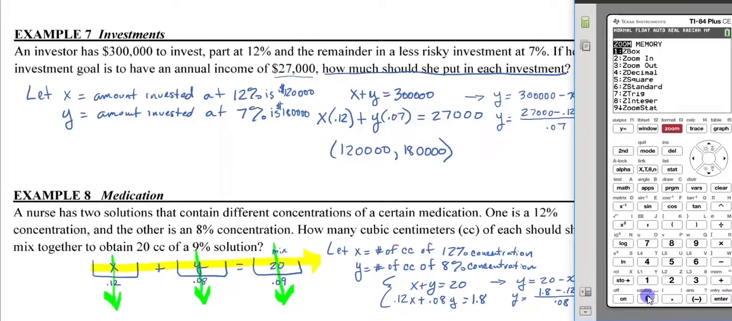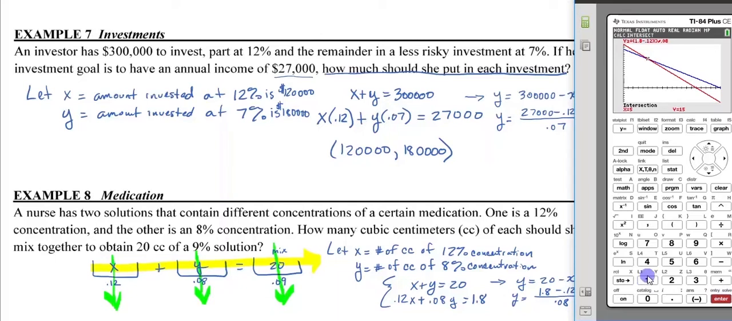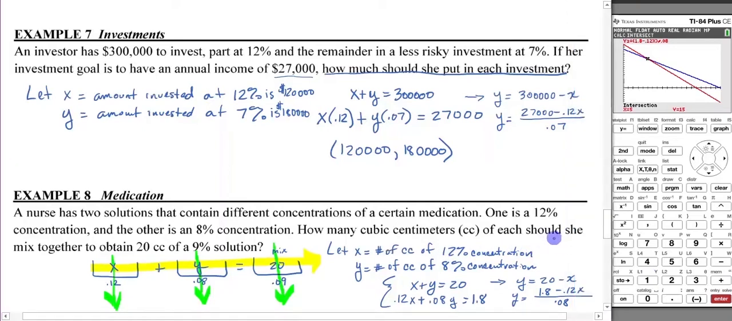So we'll do a zoom fit, and we see that intersection there. Go ahead and calculate the intersection. And we have 5 and 15. So the x is the number of cc's of 12% concentration. So that's 5 cc's. And the 8% concentration is going to be 15 cc's. That will add up to your 20, and that's that.